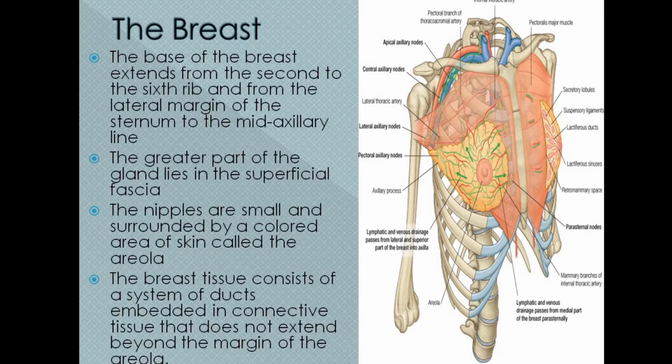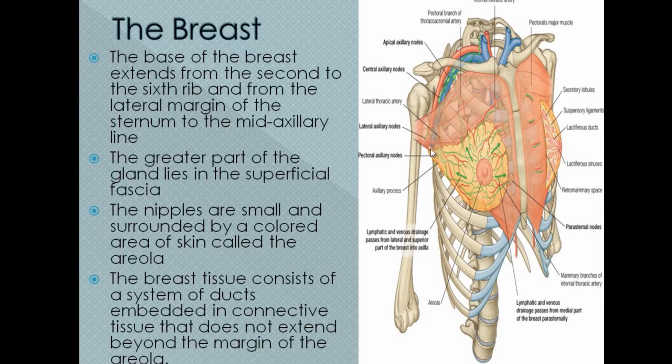Okay, so the base or the bed of the breast extends from the second rib to the sixth rib. So vertically the extent of the breast is from the second to the sixth rib, and its transverse or horizontal extension is from the lateral margin of the sternum up to the mid axillary line. So it is somewhat circular, but its vertical extent is from the second to the sixth rib, and horizontally from the lateral margin of the sternum up to the mid axillary line.